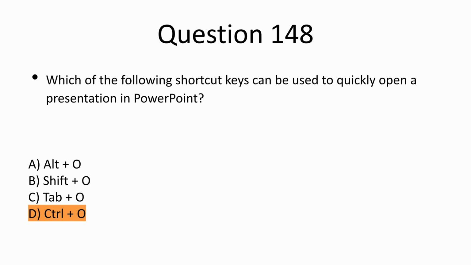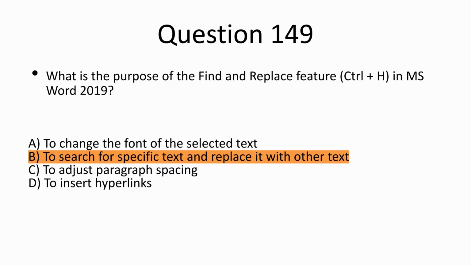Which of the following shortcut keys can be used to quickly open a presentation in PowerPoint? The answer is D. Control plus O. Finally, question 149. What is the purpose of the Find and Replace feature, Control plus H, in MS Word 2019? B. To search for specific text and replace it with other text.